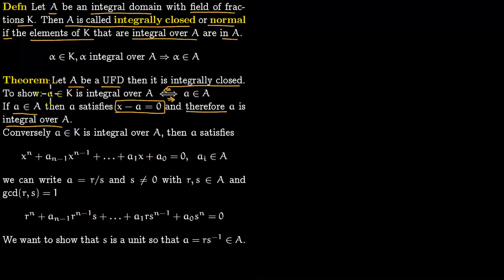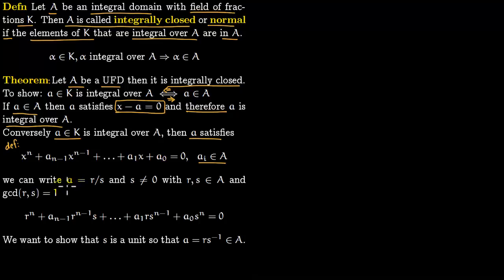Conversely, you pick a in the field of fractions K, and by definition it is integral over A if a satisfies such an equation. This is a monic equation where the coefficients are all taken from the ring A. This is the definition of a being integral over A. So we plug in a for x, and a satisfies this equation.